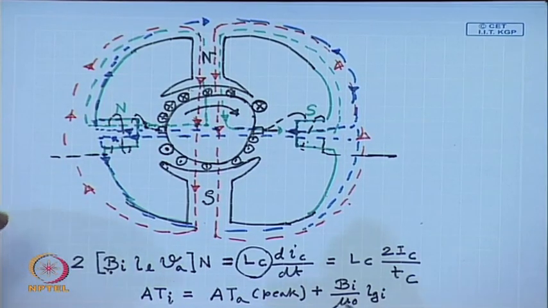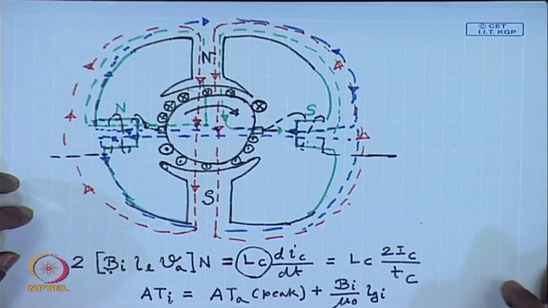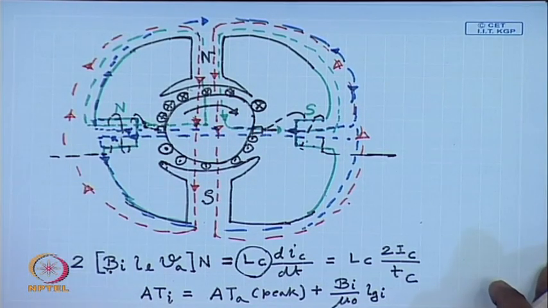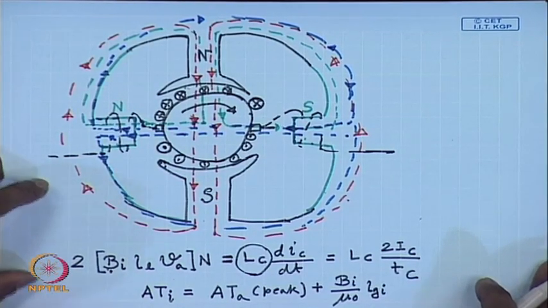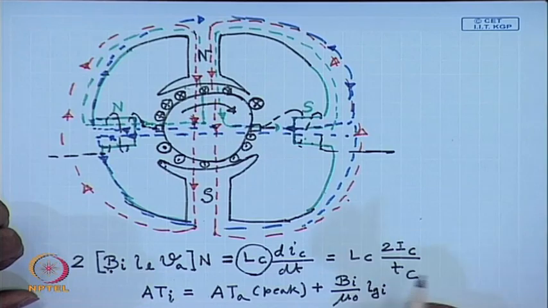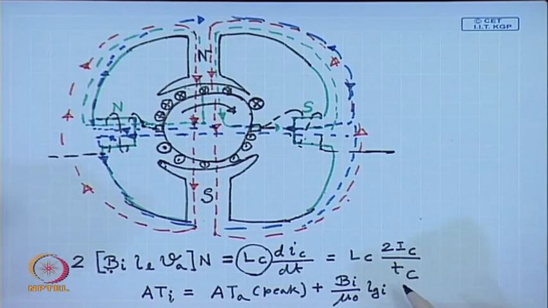This is given by the expression where Bi is the required flux density at the interpole of the desired polarity, Lg is the total length of air gap at the interpole, and of course mu naught is the permeability of free space.